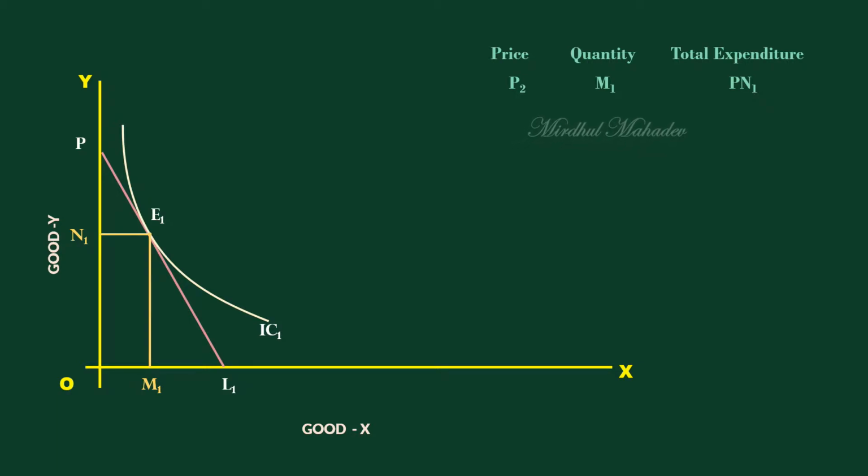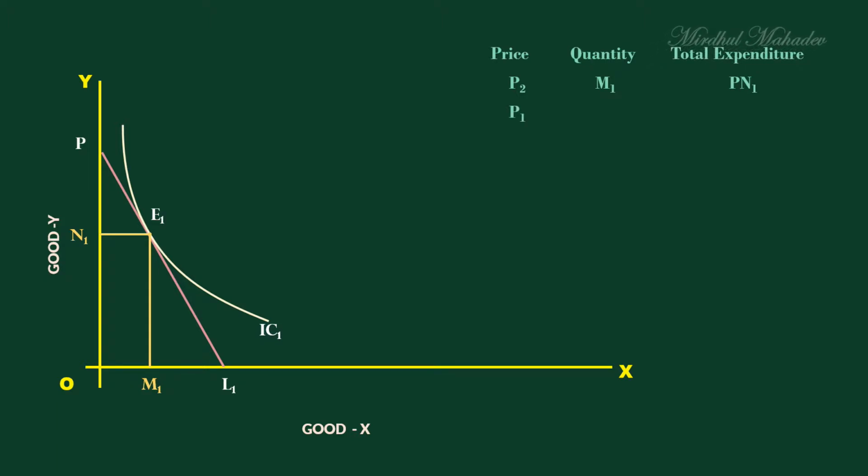I have taken the physical quantity and not the money value of good Y for two reasons. One, to reduce complexity, and two, it will not affect the final result, whether you take money value or physical units to measure the total expenditure.